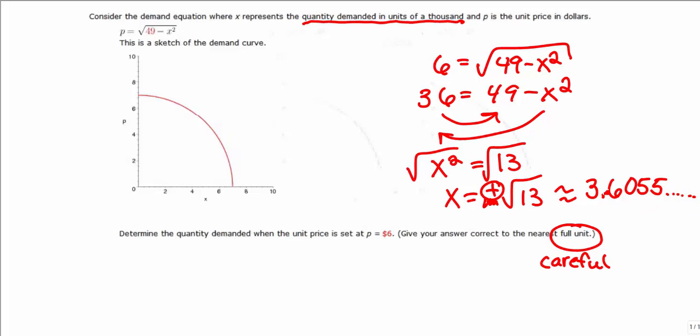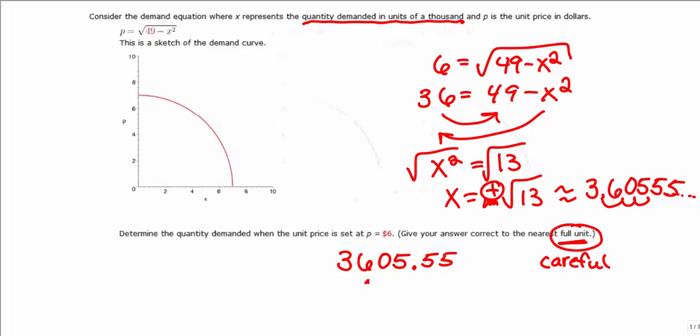Now this represents units in 1,000. So we're not going to round yet because this is not to the nearest full unit. This represents 3.6055 thousand units. So first we're going to write out what this means in terms of the actual quantity. 3.6055 represents really 3,605 units, 0.5, and so on if you look in our calculator.